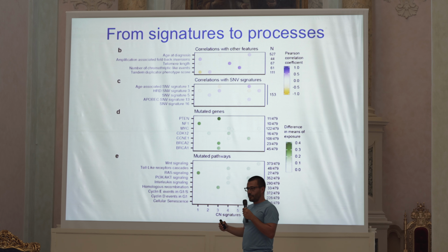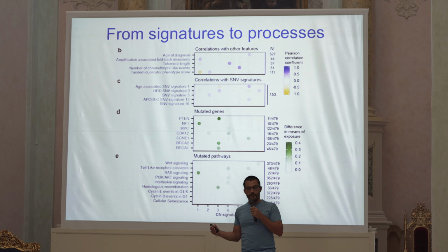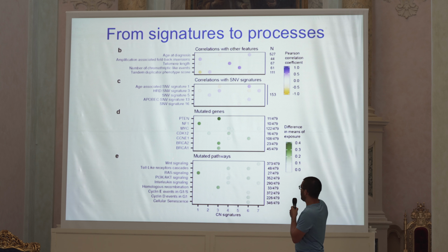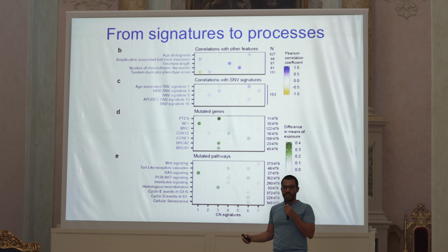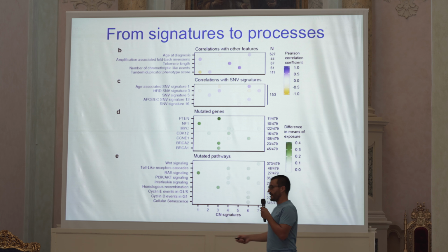Now what we did is we took the exposures of these signatures and correlated them with all kinds of other information that we had about the samples we used. For example, we knew the age at diagnosis, we used whether there were amplification-associated foldback inversions, we knew how long the telomeres were, we knew what the SNV signature said about the samples, we saw which genes were mutated, and we could group the individual gene mutations into pathways. And then we started associating the signature exposures to these additional features, and that's the matrix we got.